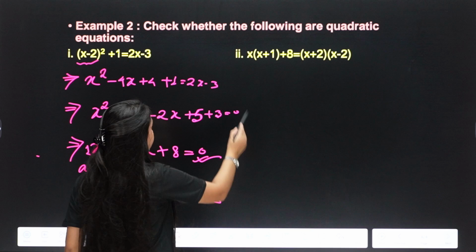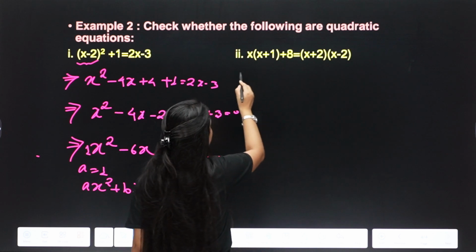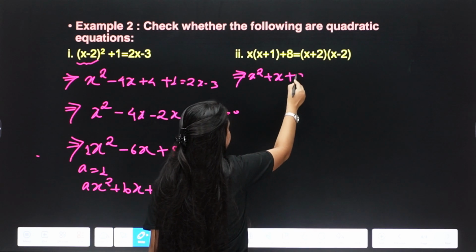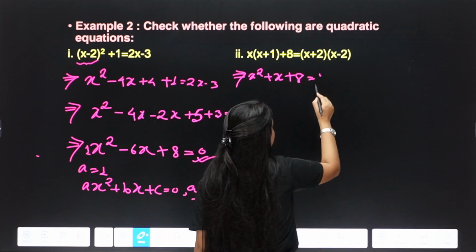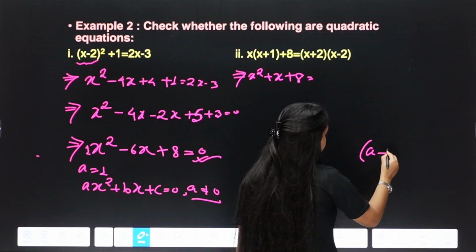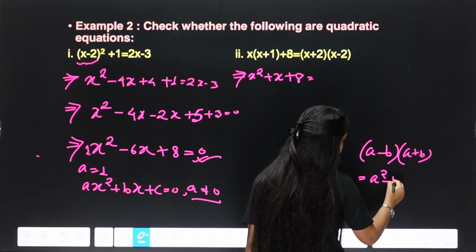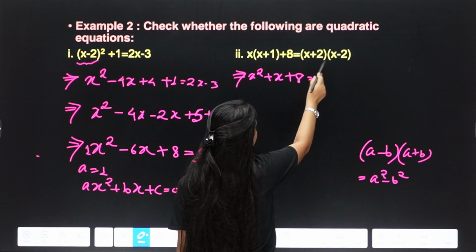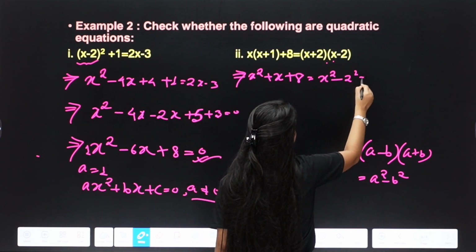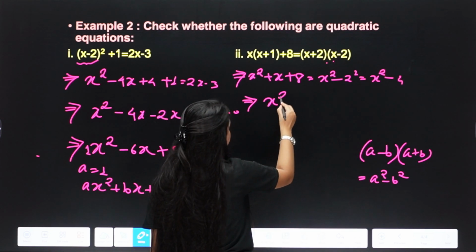Again, come to the next example, that is x into (x plus 1) plus 8 is equal to (x plus 2) into (x minus 2). So we will simplify it. It will be x square plus x plus 8 is equal to, since we have a formula (a minus b) into (a plus b) is equal to a square minus b square, so it will be x square minus 2 square, which is equal to x square minus 4.